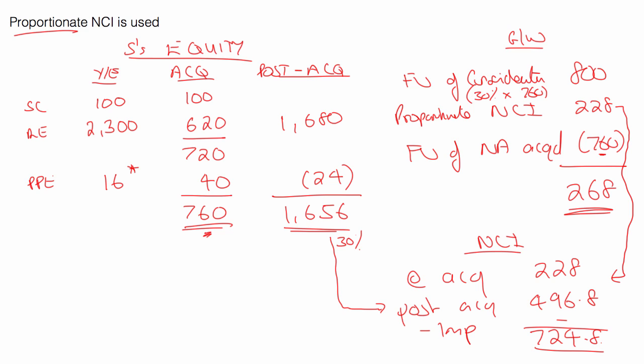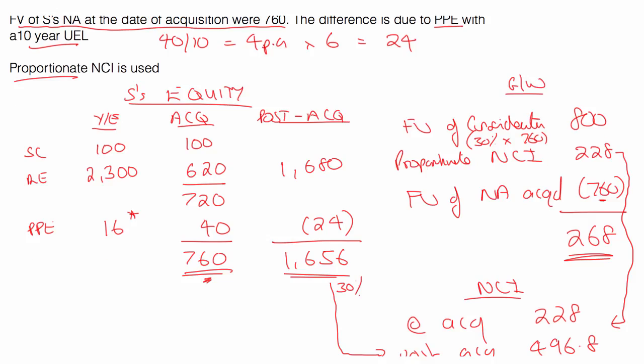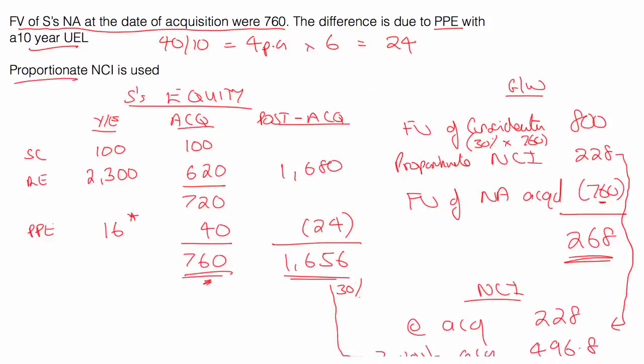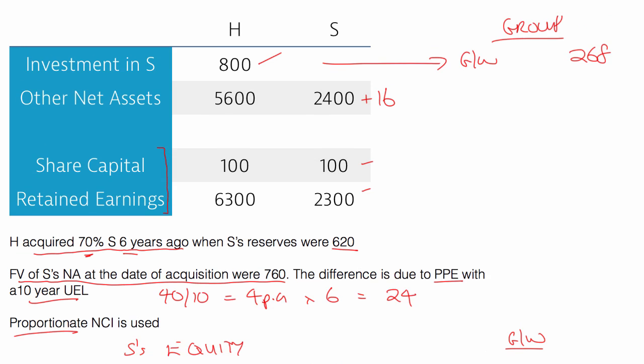You can pause the video, you can stop it, you can think about it, or you can just follow me and then practice one yourself afterwards. So, was that 724.8 NCI? That goes to equity in my groups, 724.8.